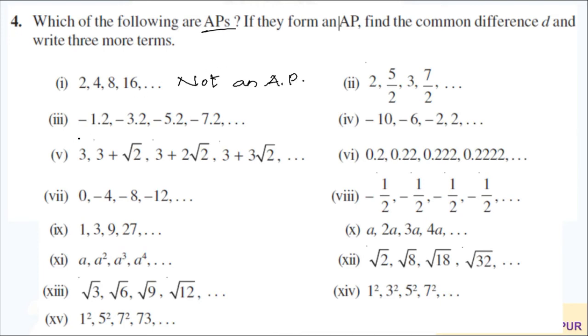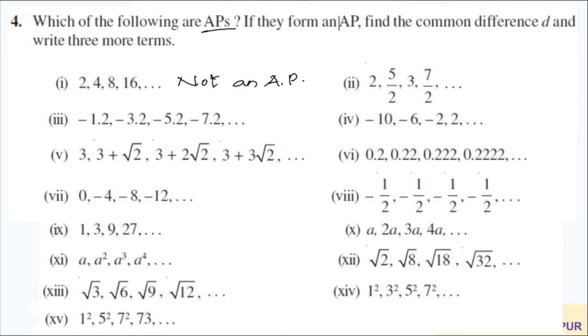Have a look at the second one: 2, 5/2, 3, 7/2. Here when you look at the difference, you will get 5/2 minus 2. When the LCM is 2, you will get (5 minus 4)/2, nothing but 1/2.